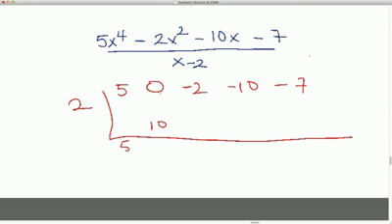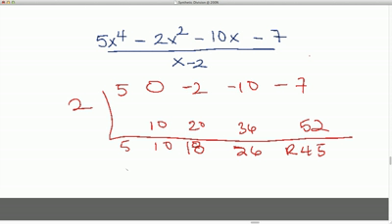Bring that down, and we get a 5. 2 times 5 gives us 10. 0 plus 10 gives me 10. 2 times 10 gives me 20. 20 plus negative 2 is 18. Times 2 is 36. Added here gives me a positive 26. Times 2 gives me 52. And then when you add there, you're going to get 45. Okay, and that's your remainder.